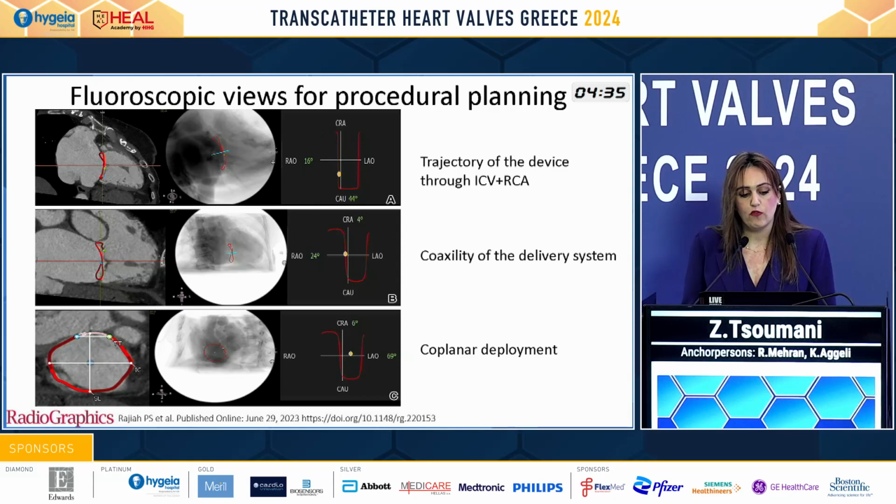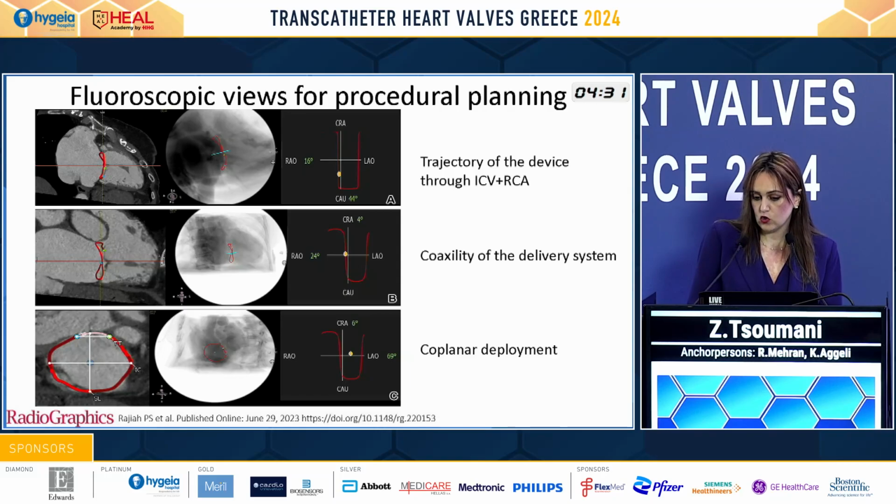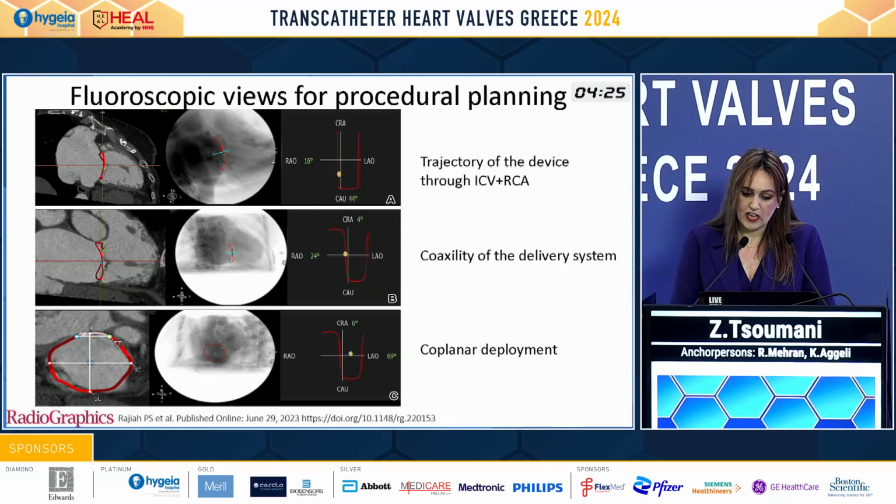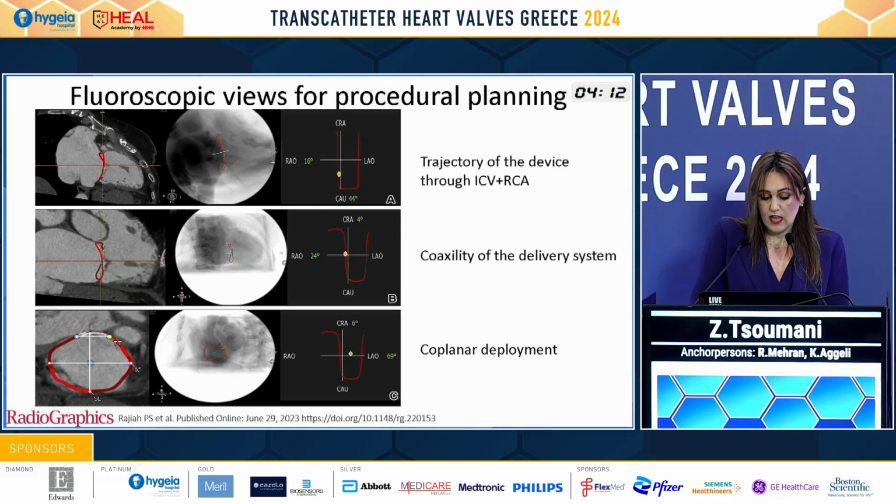With CT, we can provide the best fluoroscope views for procedural planning. For instance, the first one, which is the RV two-chamber, can be used for the trajectory of the device through the IVC and the right coronary artery. The second one, which is a three-chamber view, can help with the coaxiality of the delivery system. And the third one, which is a short-axis view, can assist with the coplanar deployment.